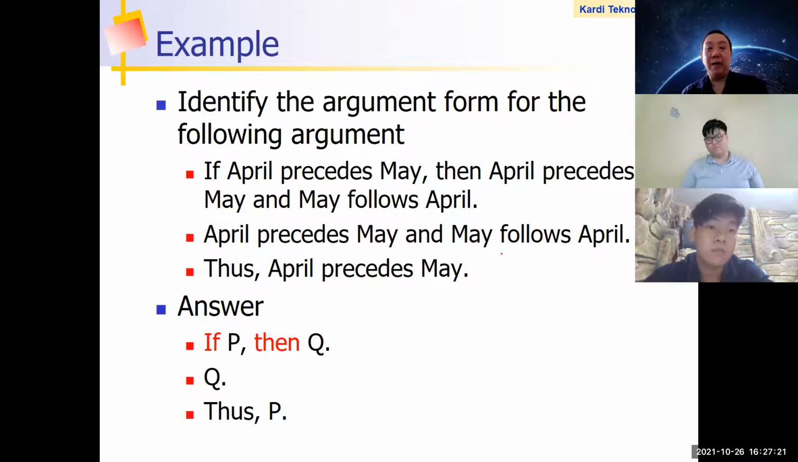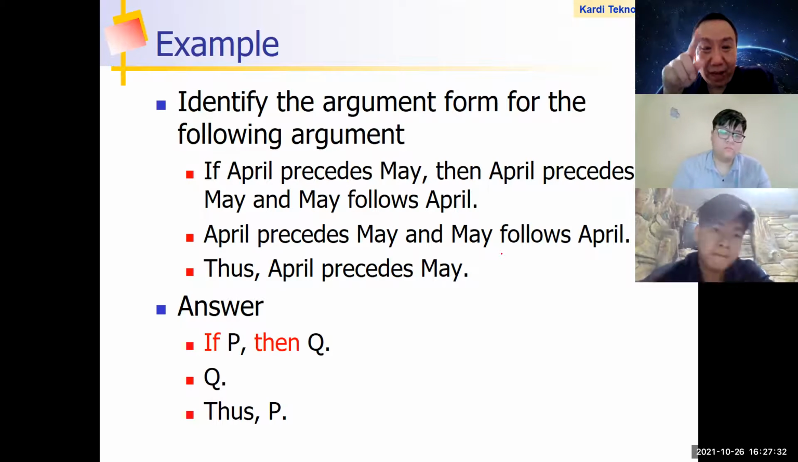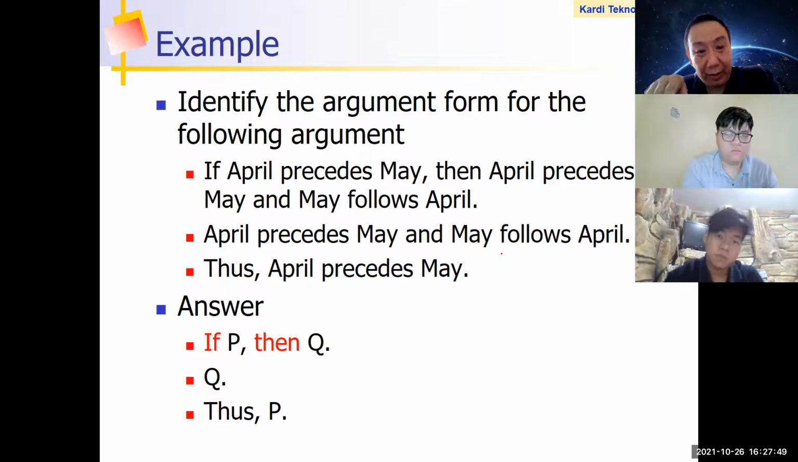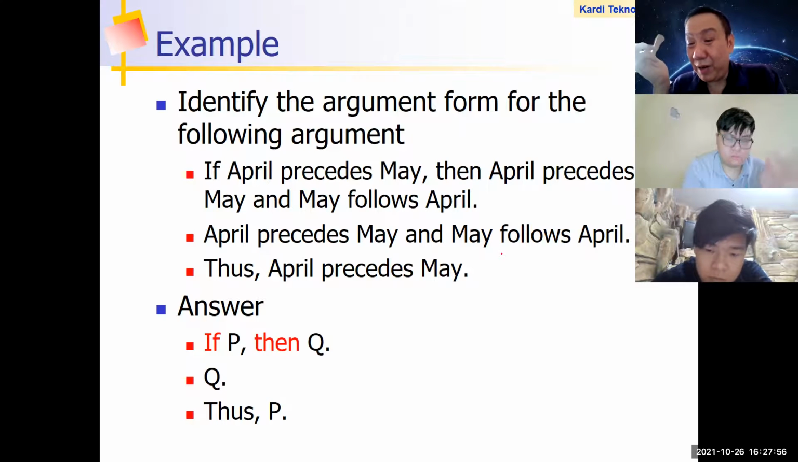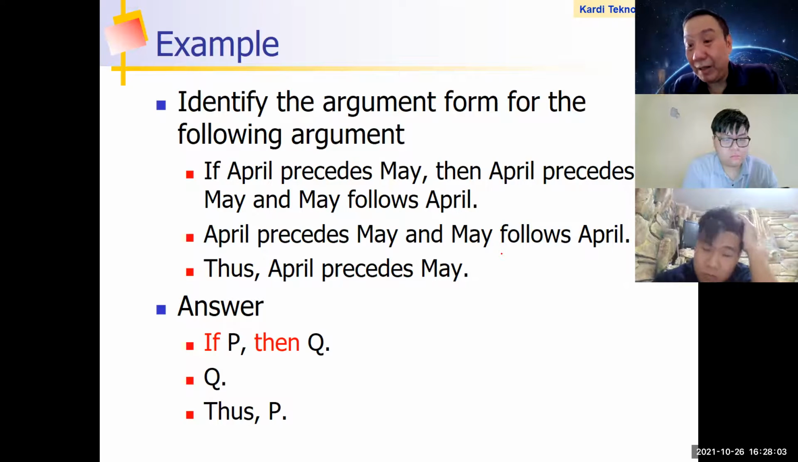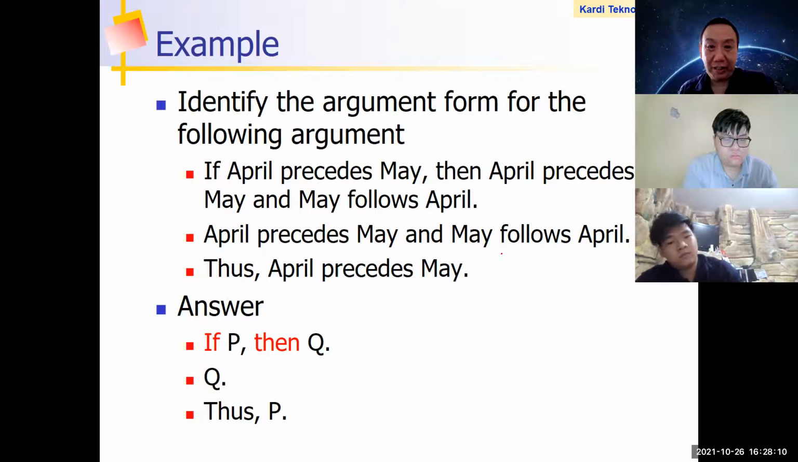So this is an example of the previous one. If P, then Q. Then Q, therefore P. Is this an example of valid? Look at this. If April precedes May, and the second premise is May follows April, does April precede May? So this is valid. You said, yes, this is valid. But it is not always valid. You can find a counterexample that will make it invalid. Can you make a counterexample that makes it invalid?